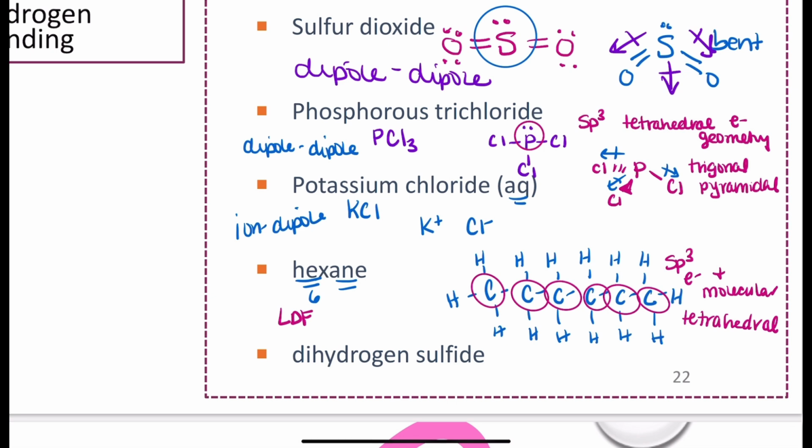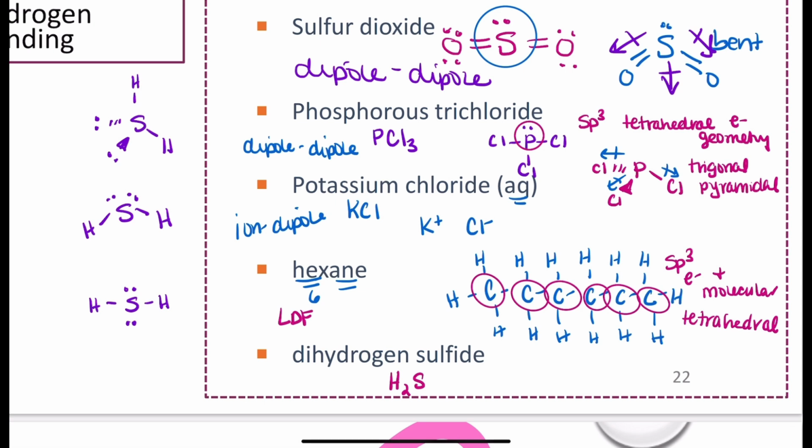Now, dihydrogen sulfide. Dihydrogen means 2 hydrogens. Sulfide means sulfur, H2S. This is very similar to water. I'm going to draw this over here. That sulfur in the center, if I drew it out Lewis structure, I would draw this. I see that sulfur is sp3 hybridized. Electron geometry is tetrahedral. If I actually drew it out Lewis structure, or by VSEPR, it would look like this. So it's a bent shape.